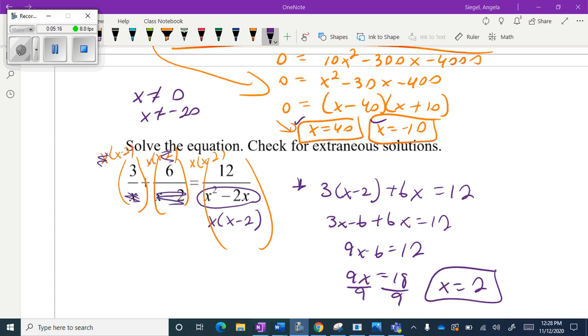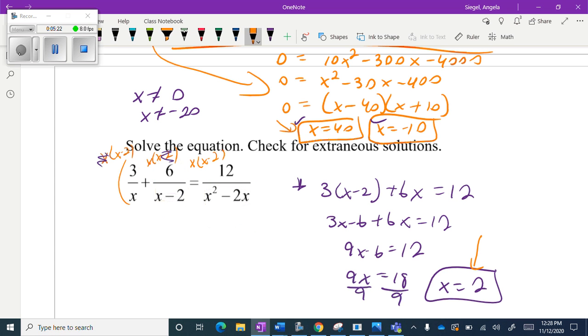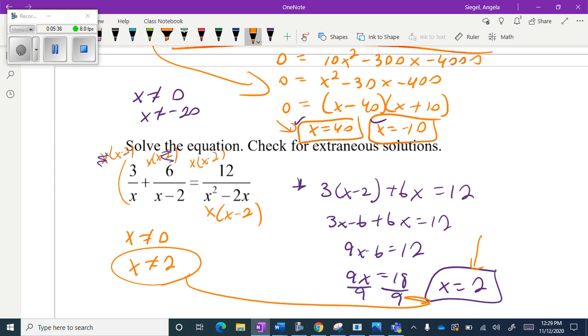Okay, so you should have gotten x equals 2. And so let's go ahead and talk about the domain. So my domain is x cannot equal 0, x cannot equal 2, and then we've already taken care of that one. That's a combination of both of them. So this poses a problem because my answer was x equals 2, and it can't equal 2. So this is going to be an example of an extraneous solution.